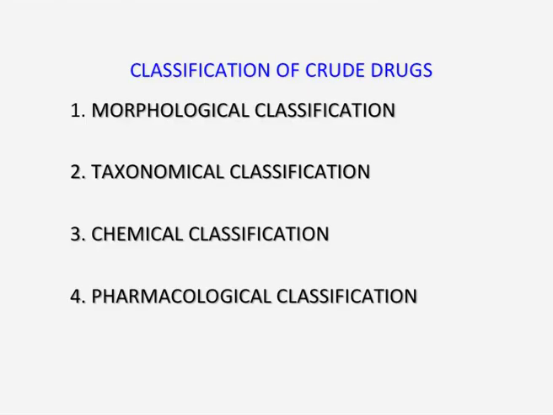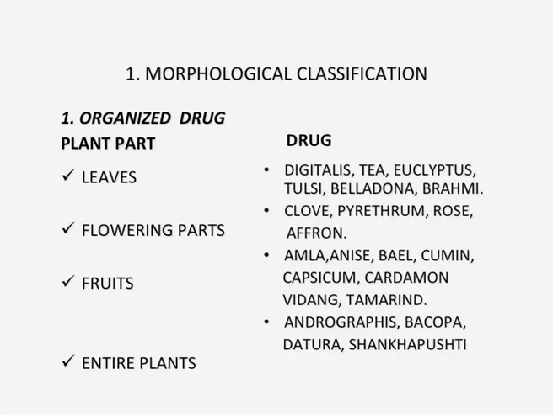These crude drugs can be classified into various categories: morphological classification, taxonomical classification, chemical classification, and pharmacological classification. Let us see the morphological classification. This morphological classification is again categorized into unorganized and organized drugs. Under organized drugs, the drug is extracted from a particular part of a plant.